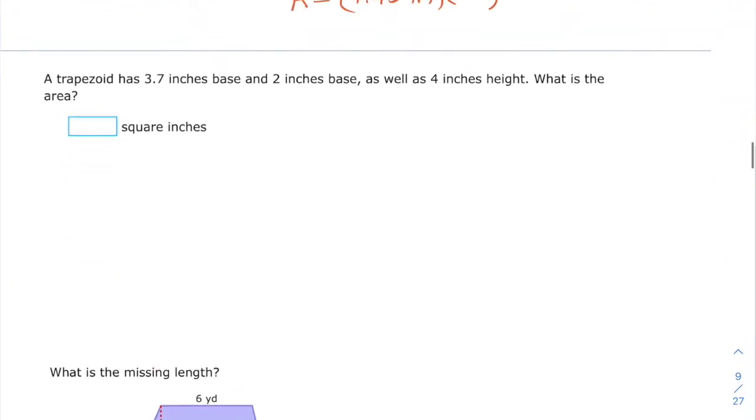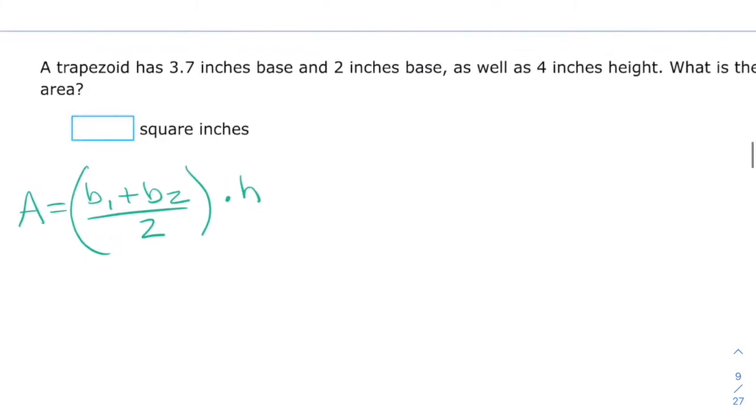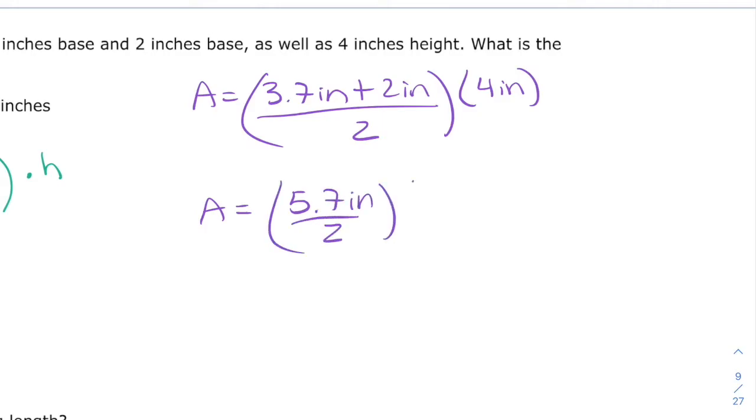All right. Now this one, a trapezoid has a 3.7-inch base and a 2-inch base, as well as a 4-inch height. Okay, same thing. So make sure you write this out every time to get the practice you need. So we're going to do area equals 3.7 inches plus 2 inches all over 2 times the 4-inch height. So area equals 5.7 inches over 2 times my 4-inch height.